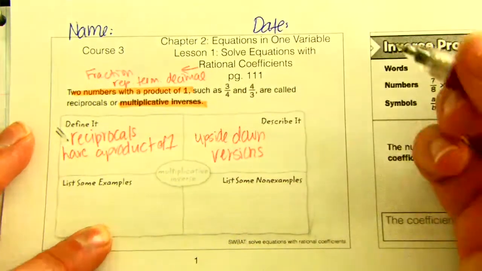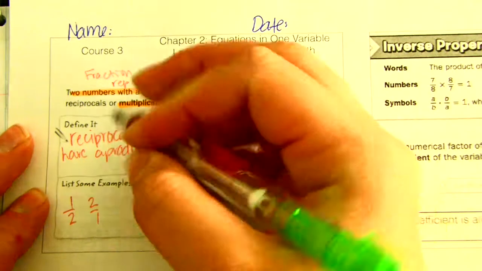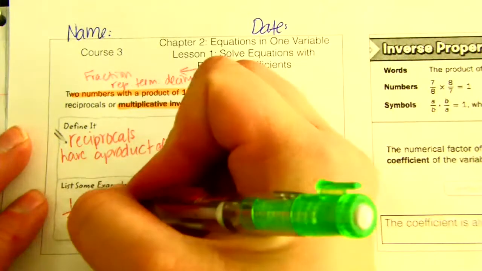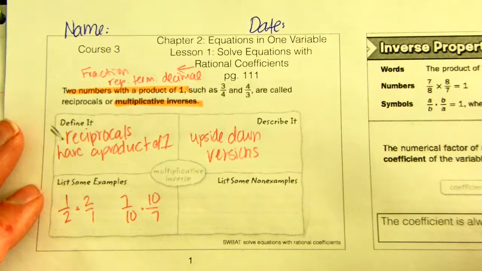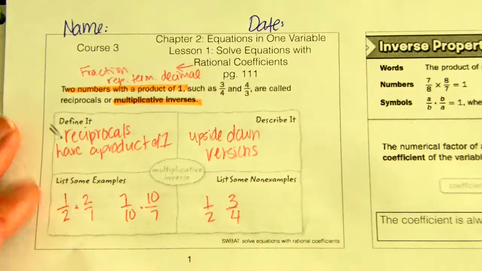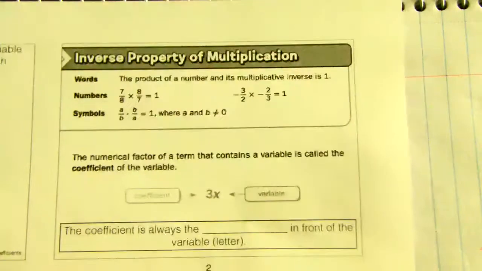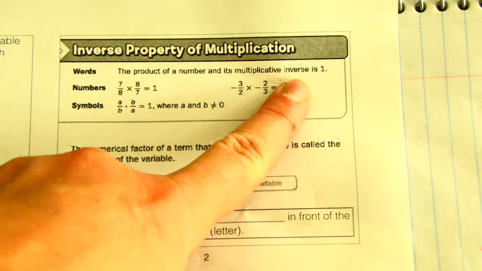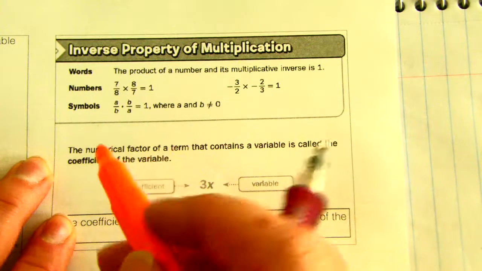Remember that we're multiplying. Some examples, they use 3/4, 4/3, 1/2 and 2/1, 7/10 and 10/7. Both of those, when we multiply them together, numerators would simplify to 1 and denominators, so it simplifies to 1. Some non-examples would be 1/2 and 3/4. They're clearly not opposites of each other or don't have cross products that are the same. So the inverse property of multiplication says that when you multiply something by its multiplicative inverse or reciprocal, you're going to get 1. And then we're always going to try and work on the side with a coefficient.